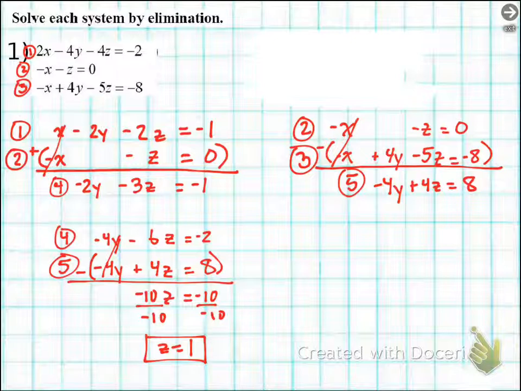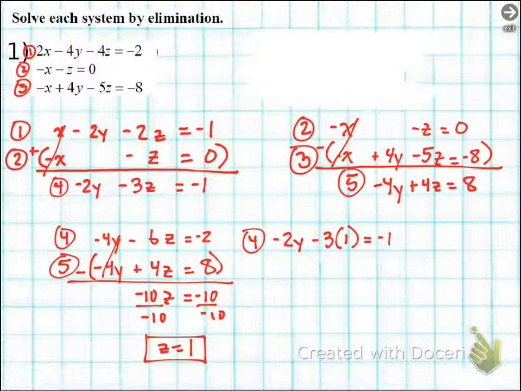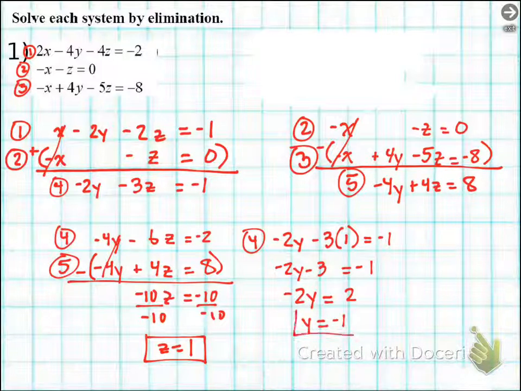Now I'm going to figure out what y is. I'm going to put z back into equation 4 or 5. I'll take equation 4 again. Instead of z, I'm going to substitute in positive 1. So we got negative 2y minus 3z, which is 3 times 1, is equal to negative 1. So we got negative 2y minus 3 is equal to negative 1. Negative 2y is equal to positive 2. So y is equal to negative 1. So now we have two variables. We have negative 1 for y and 1 for z.